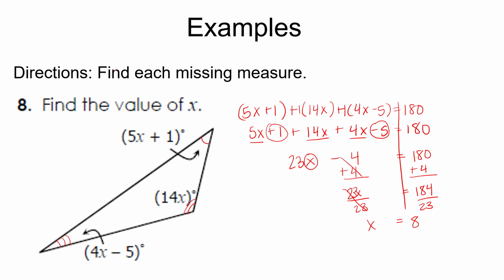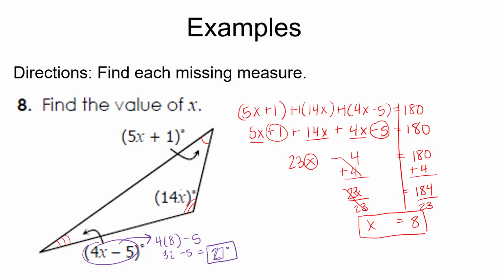All right, so my directions said find each missing angle measure. And I was able to find the value of x. So I found the value of x, but I have not yet found the missing angle measures. So I'm going to go back and plug in my x value to each angle to see what the measure is. So this one is 4 times x. So I'm going to go 4 times, plugging in 8, minus 5. 4 times 8 is 32 minus 5. So that angle measure would be 27 degrees.